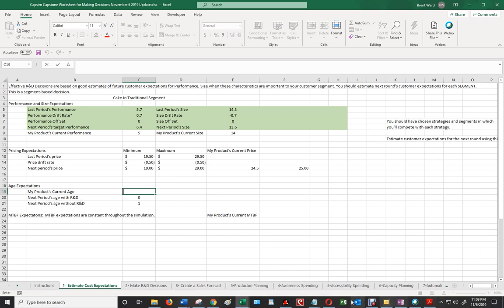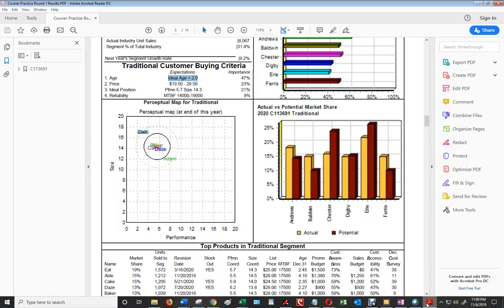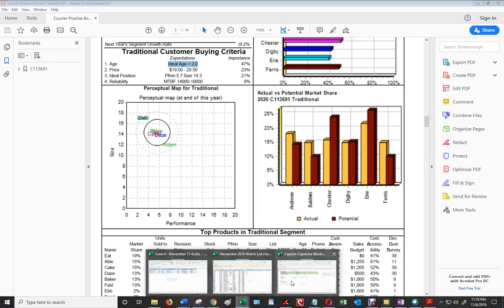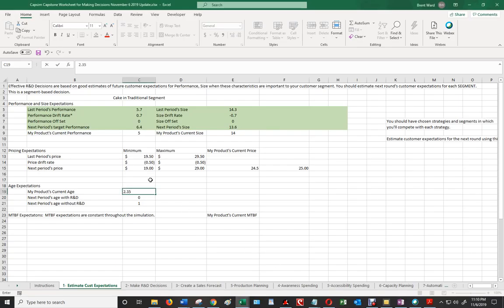So what I'm going to do here is type in what my product's age was last round, and Cake was 2.35 years. So I'm going to go 2.35. And cutting it in half means that it will be 1.175 years old next time. And if I don't do any R&D, it will be older. I believe it's better to be slightly younger than what your customers want, and again, this is the most important criterion in the traditional segment. So this is a good decision we're going to do.